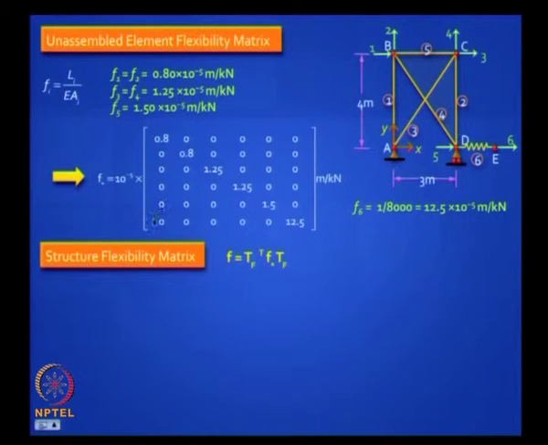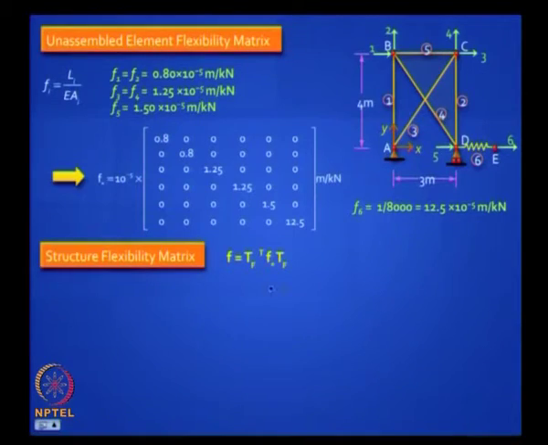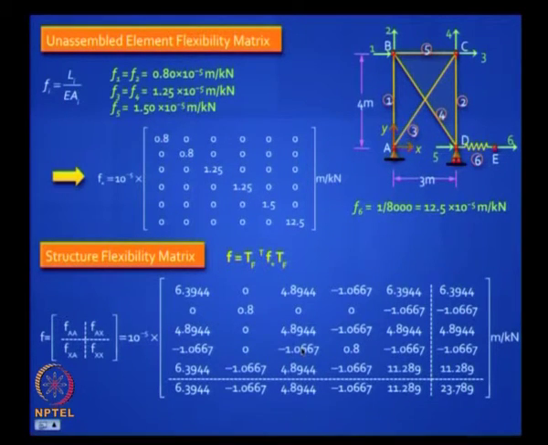Everything is the same except for the 6th element. We have computed the actual flexibility of that element, so that comes in as 12.5 into 10 raised to minus 5 meter per kilonewton. Then we do the same product, okay, and we get the stiffness matrix. If you compare this stiffness matrix to the previous one, what is common? Can you tell me? The previous one for the statically determined structure was a 5 by 5 matrix. Now you have a 6 by 6 matrix. What is common between that and this?